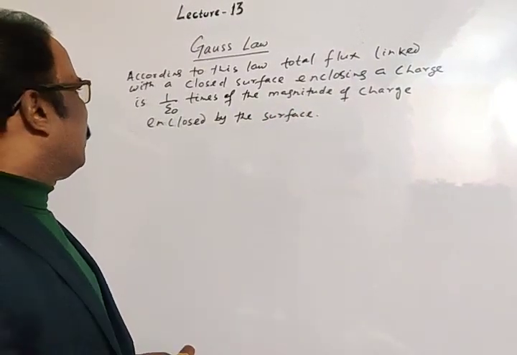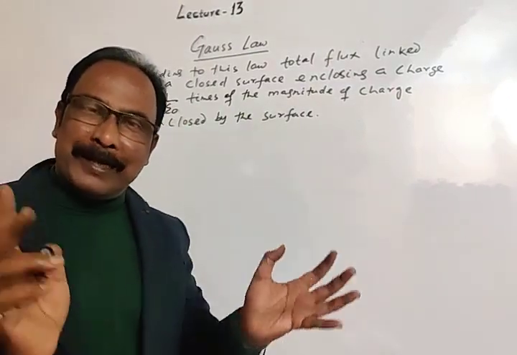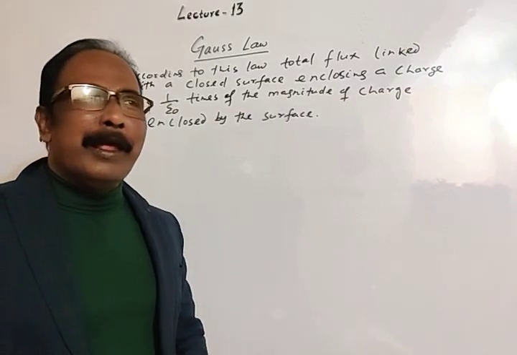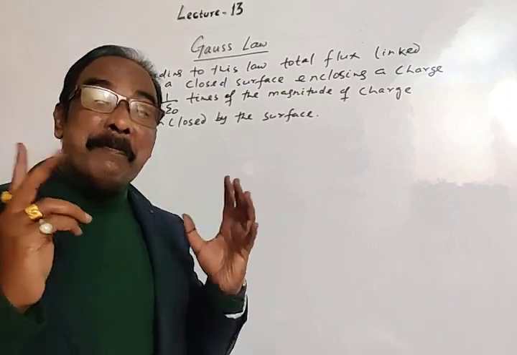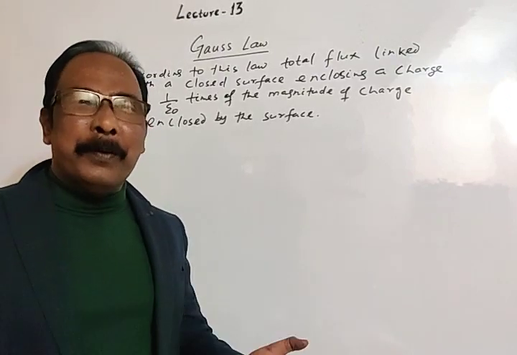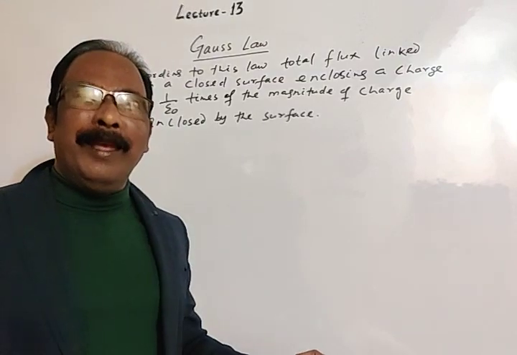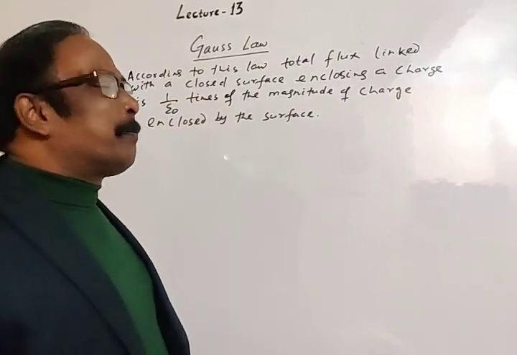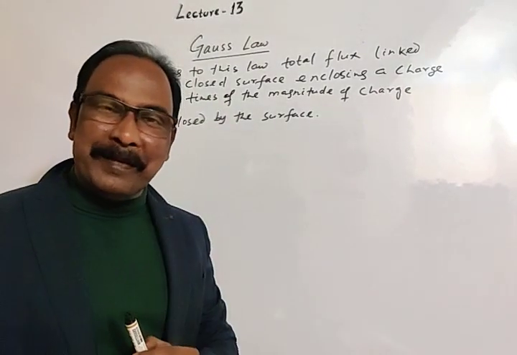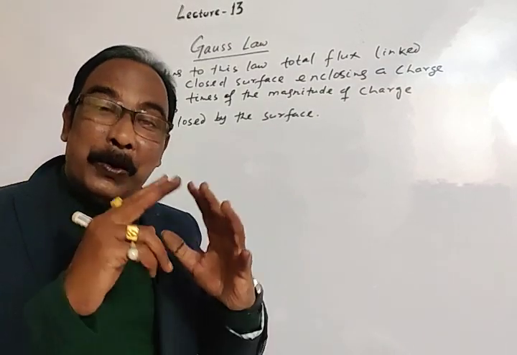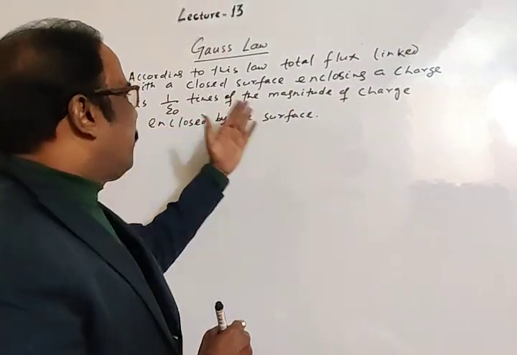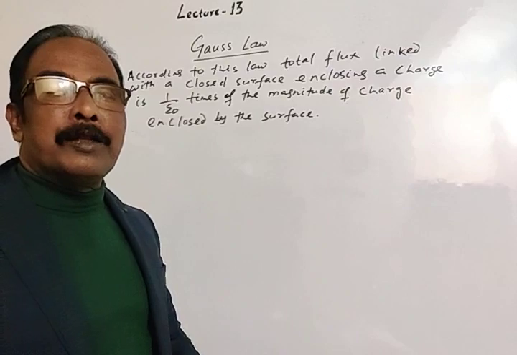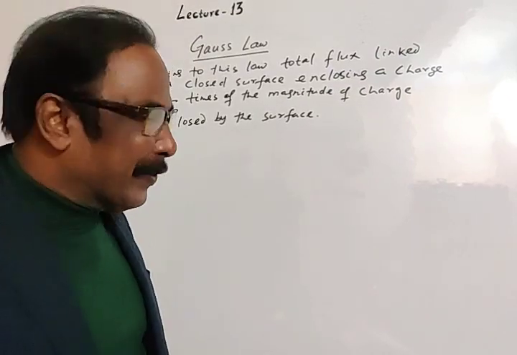According to this law, total flux linked with a closed surface. You may consider any imaginary closed surface. The shape of the closed surface may be spherical, cubical, cylindrical, or of an irregular shape. Then total flux linked with a closed surface enclosing a charge means there must be charge enclosed by the closed surface. Then total flux linked with the surface is 1 by epsilon naught times the charge enclosed by the surface.